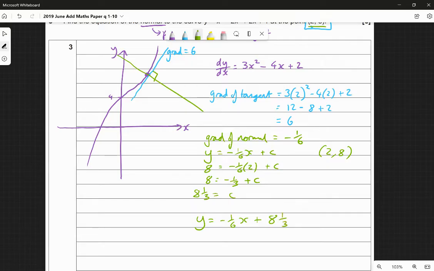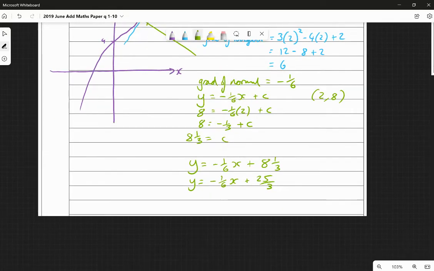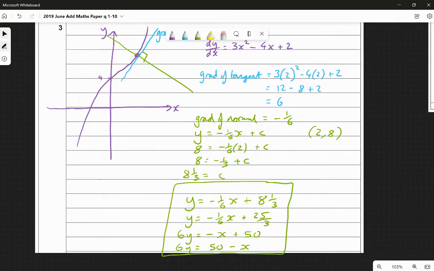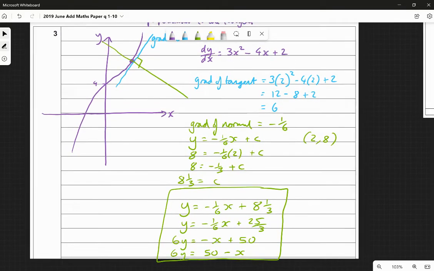If you prefer improper fractions, which I do, then it would be even better as y equals negative a sixth of x plus 25 thirds. And if you prefer equations of straight lines with no fractions, which I do, then you would multiply everything by 6. You would get 6y equals negative x plus 50. Or 6y equals 50 minus x. All of those there are correct because we haven't been asked to write our equation of the normal in any specific way, so any of those would get the final mark.